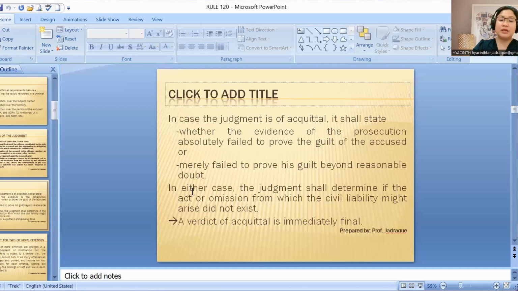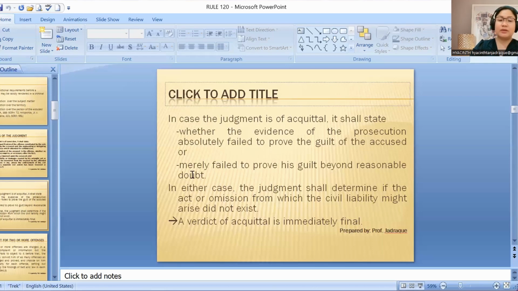On the other hand, if it merely failed to prove his guilt beyond a reasonable doubt, meaning to say, the prosecution was able to establish, let's say, the majority of the elements of the crime. However, there is that 1% gray area, meaning to say 99% the prosecution was able to prove his guilt, but there is that 1% wherein there is that doubt, and that doubt would actually resolve in the acquittal of the accused.